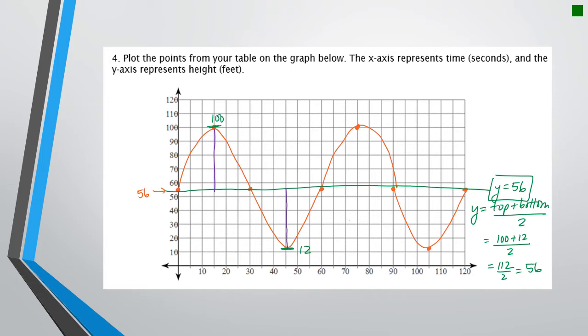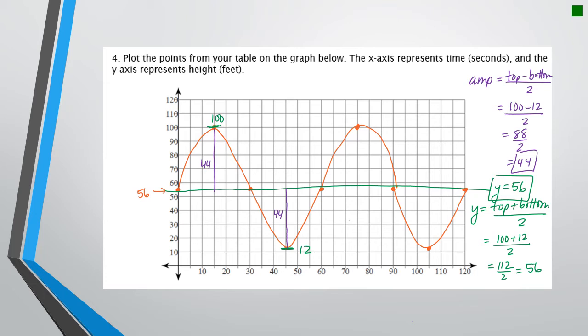The way that we showed you for your amplitude was basically the same formula as midline, but now you're subtracting. So you would do the top value minus the bottom value, and then divide by 2. So the top value is 100, the bottom value is 12, which gives you 88 over 2, or 44. So the amplitude, meaning from the midline to the maximum and from the midline to the minimum, is 44.